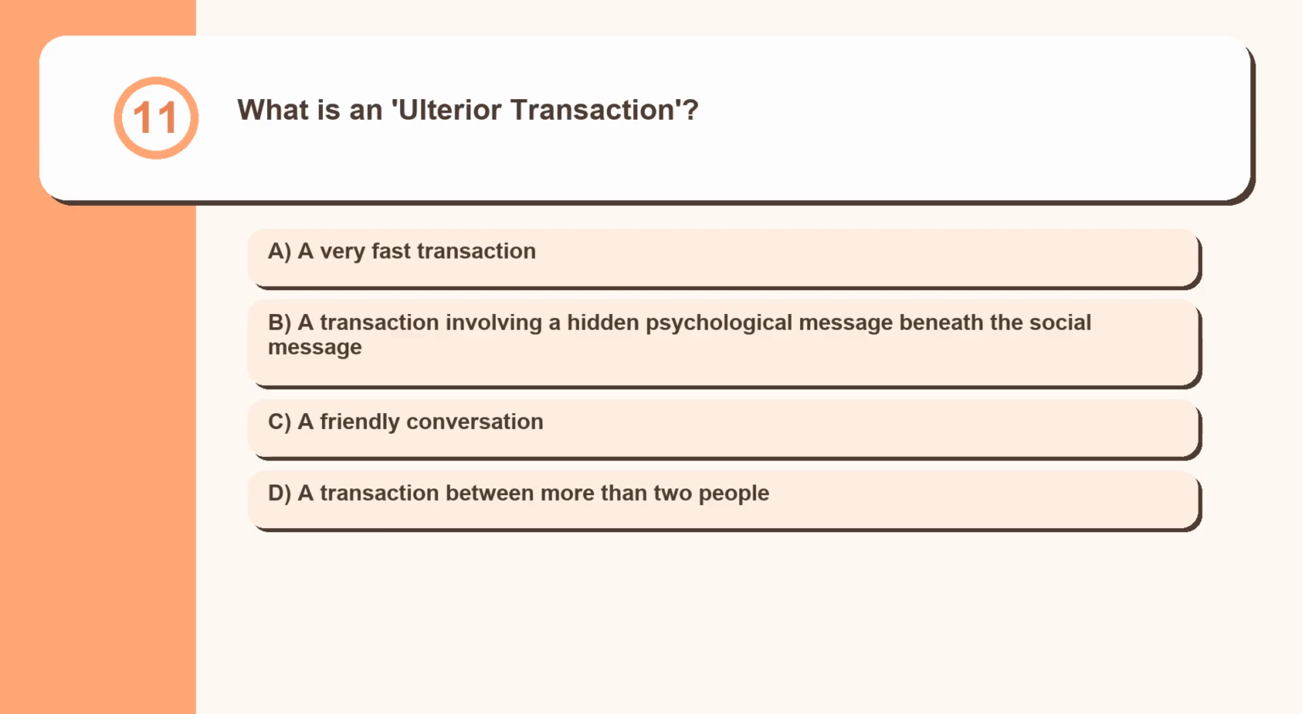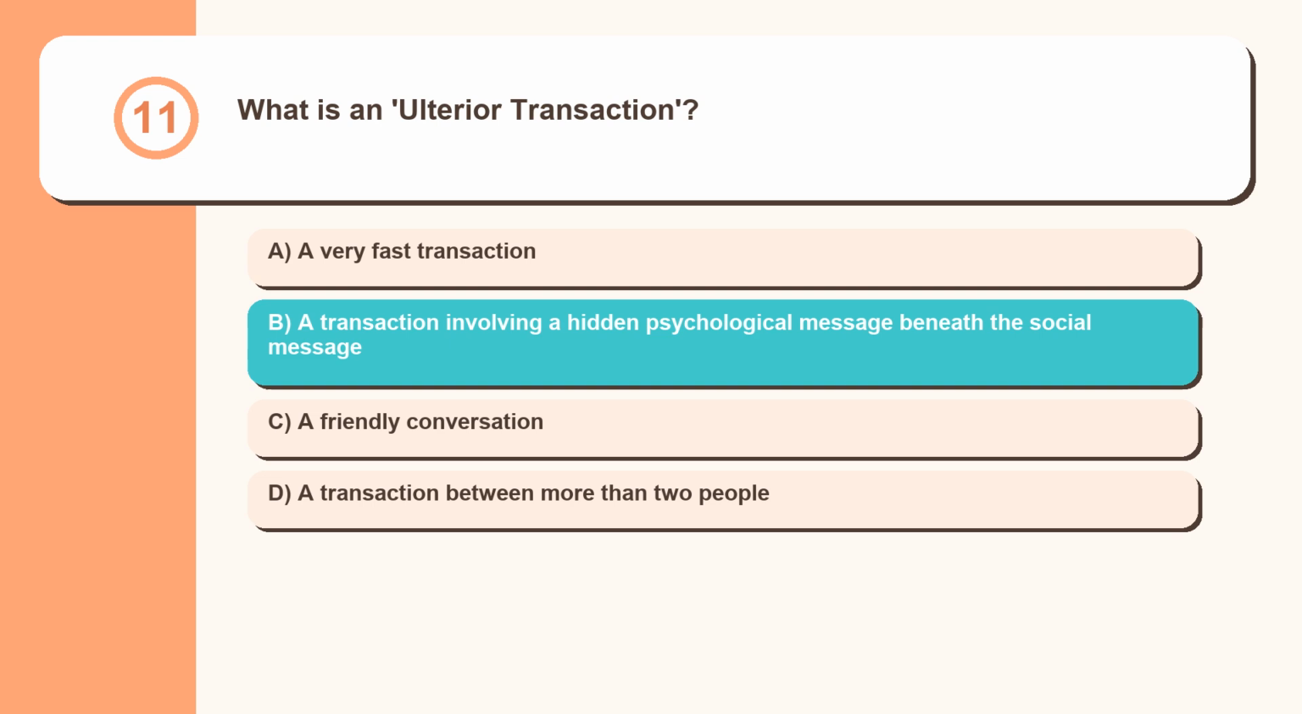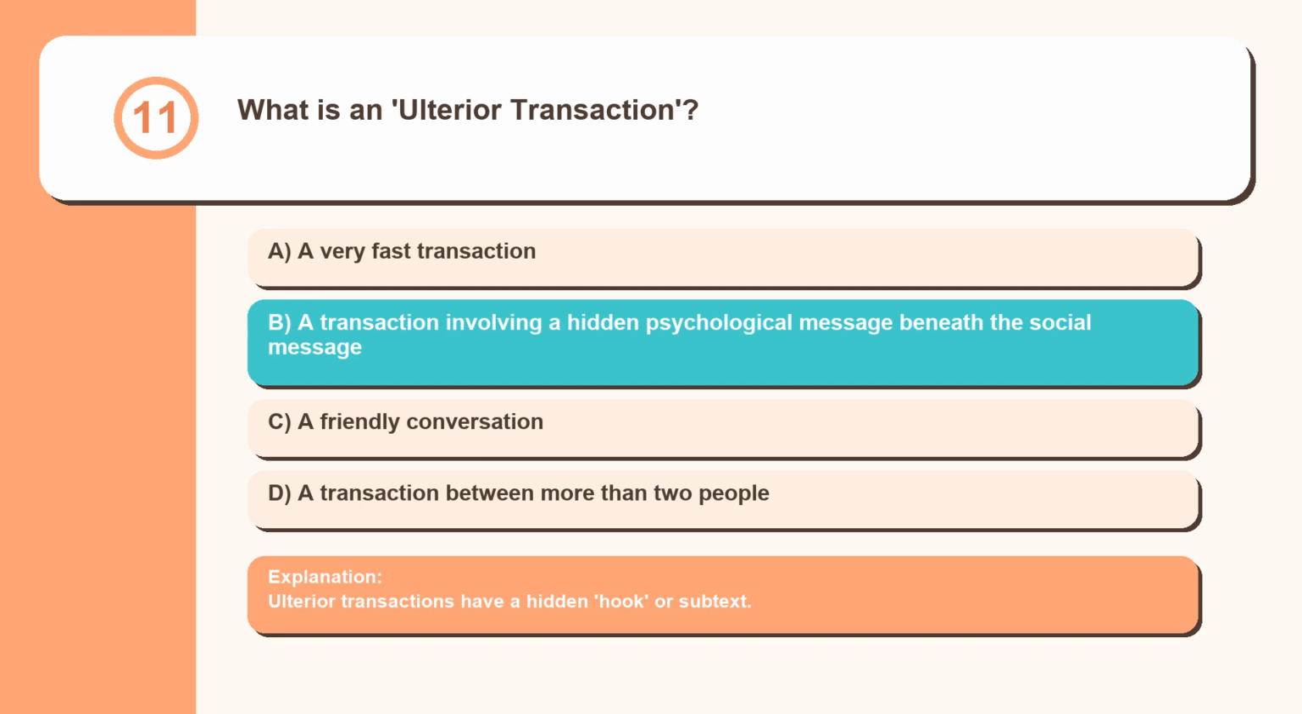Question 11. What is an ulterior transaction? A very fast transaction. A transaction involving a hidden psychological message beneath the social message. A friendly conversation. A transaction between more than two people. Ulterior transactions have a hidden hook or subtext.